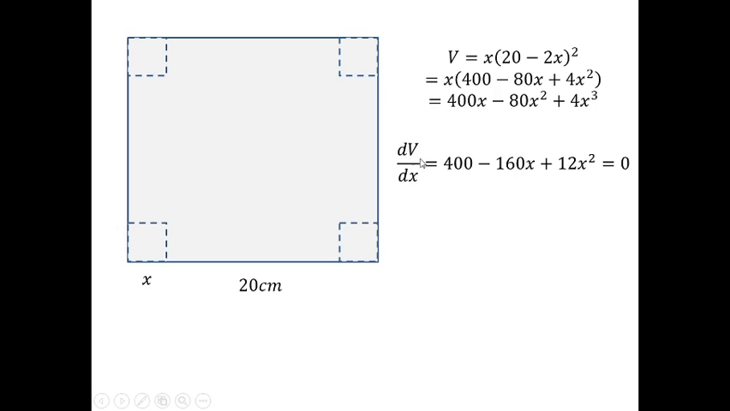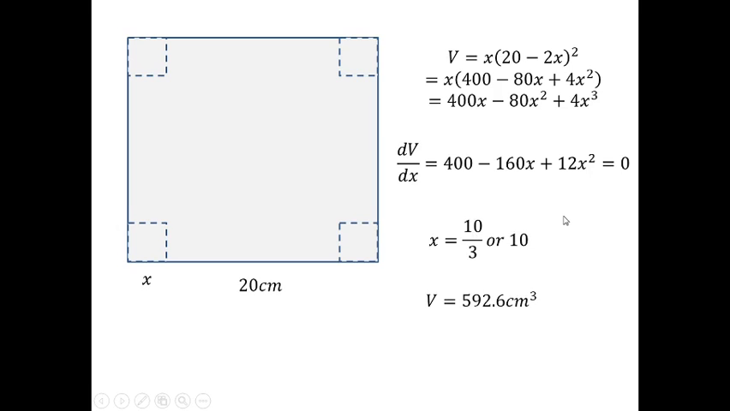Now that's a quadratic. It has 0, 1 or 2 solutions. So in this case, to make it equal 0, it has 2 solutions. Now clearly x can't be 10, because that would mean I would be cutting it and there'd be nothing left, and so x has to equal 10 over 3. If x equals 10 over 3, I put that into the equation, it gives me a volume of 592.6 centimeters cubed.